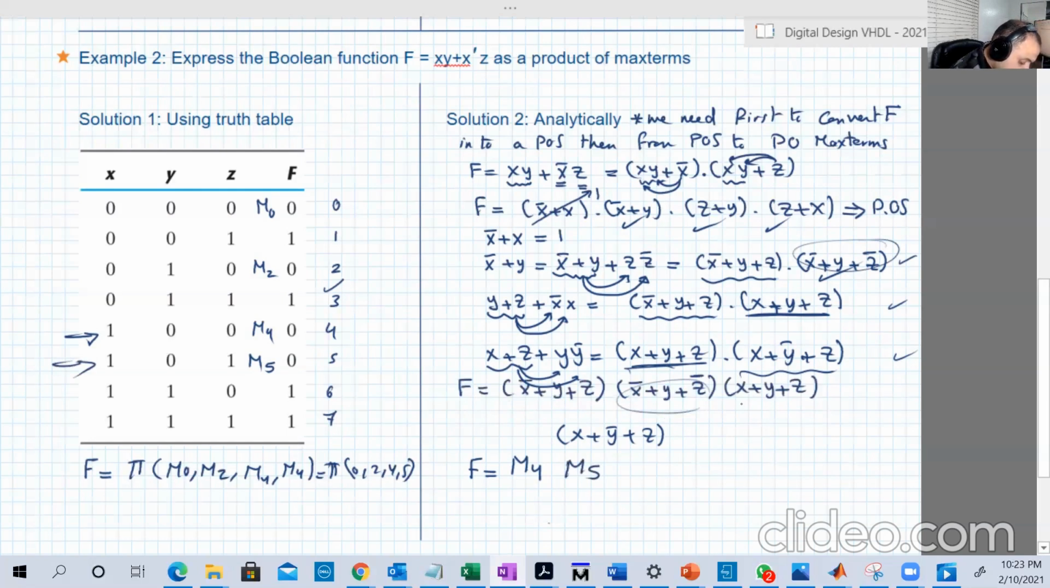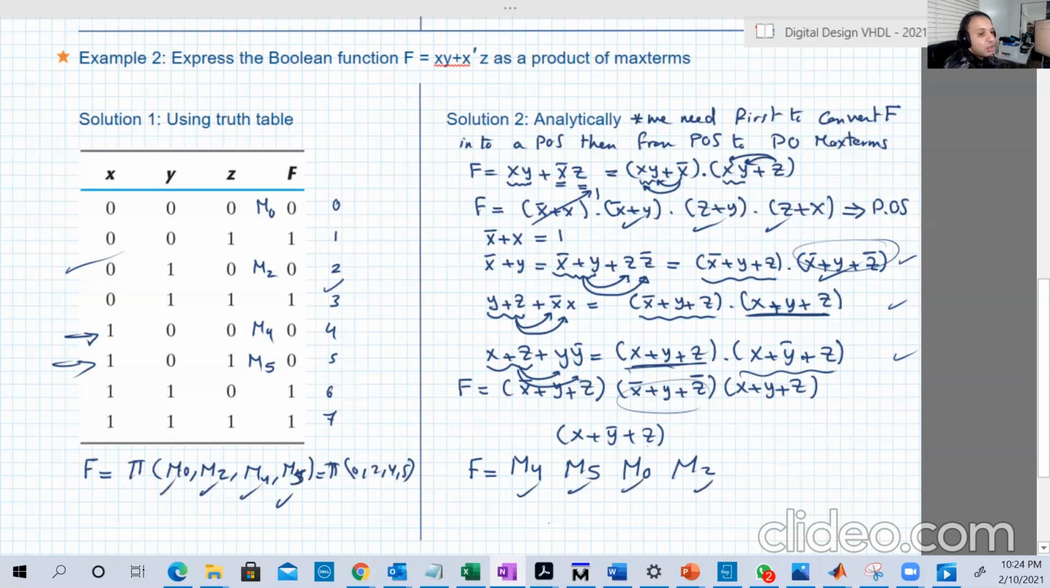Then we have x y z, this is 000, which is M0, that's right. And finally we have 010, which is M2. M4, this is M5 here, guys. M5 is M5, M4 is M4, M2, M2, M0, M0. Okay.